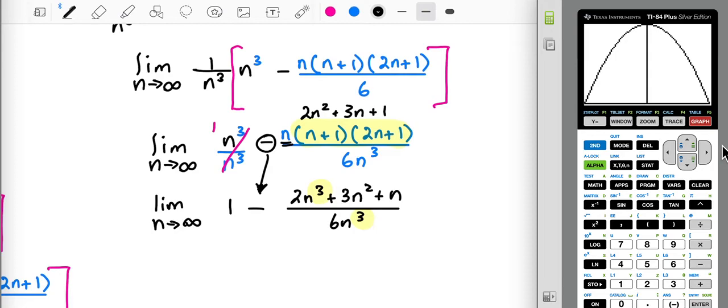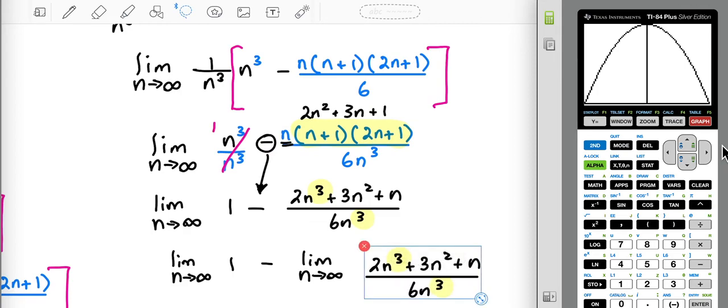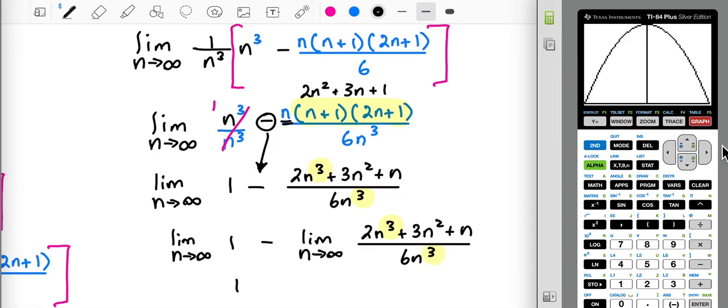All right. But one of the rules of limits tells us that if we have a sum or difference, or a product or a quotient, you can take the limit separately. So limit as n approaches infinity of 1 minus the limit as n approaches infinity of all of this. So in this case, we're looking at 1, limit of a constant is a constant, minus 2 over 6. 2 over 6 is 1/3, so 1 minus 1/3 is 2/3.